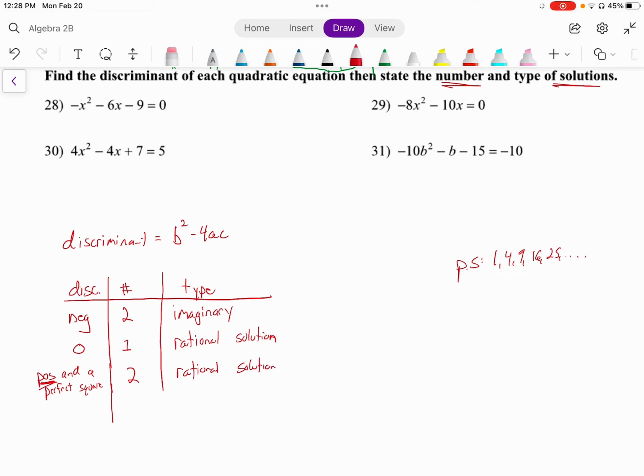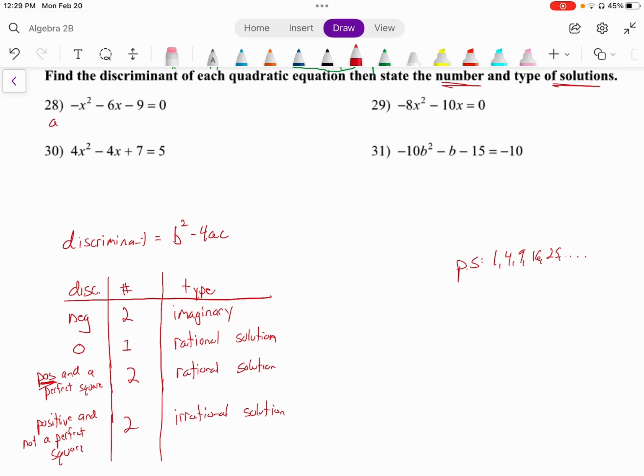However, if it's positive and not a perfect square, you have two irrational solutions. So with a discriminant, instead of figuring out the solutions, you can know about the solutions just by looking at what's under the square root, which we call the discriminant.